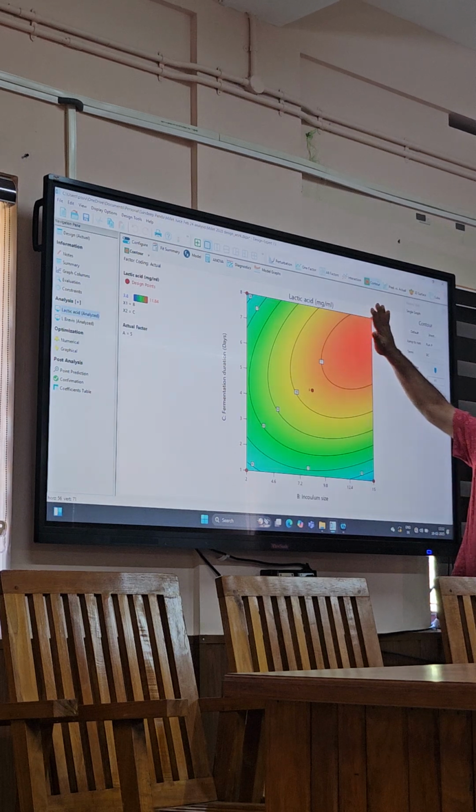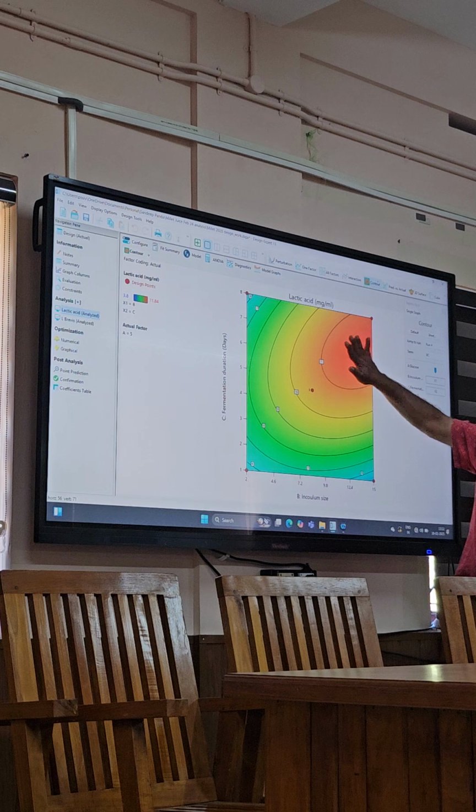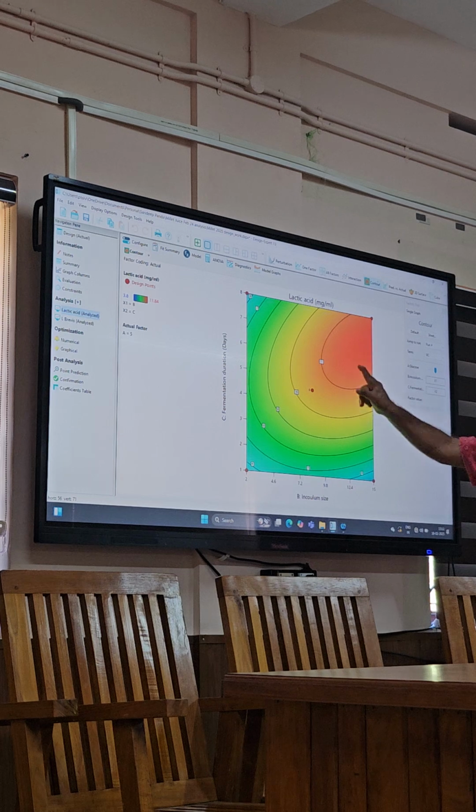Here we will get a higher range. The lactic acid content will be very high in this range. So by color you can identify where the production is high. Then you can put the drawing here. So what happened? There are many papers that put this point. They told this is a central point.